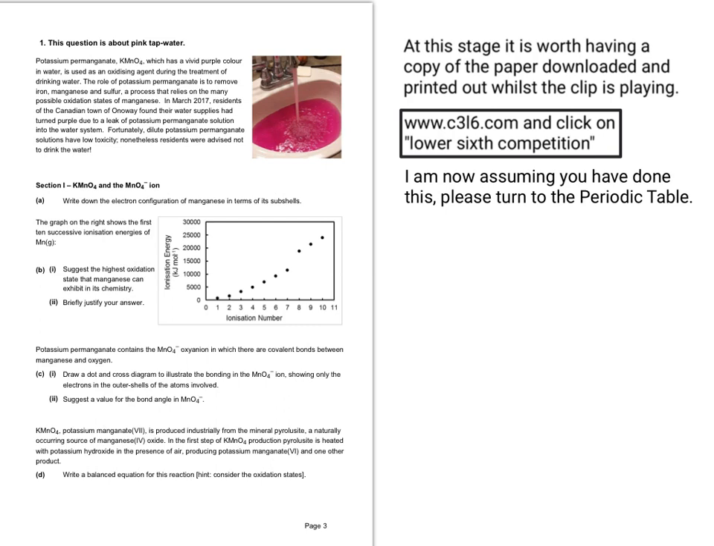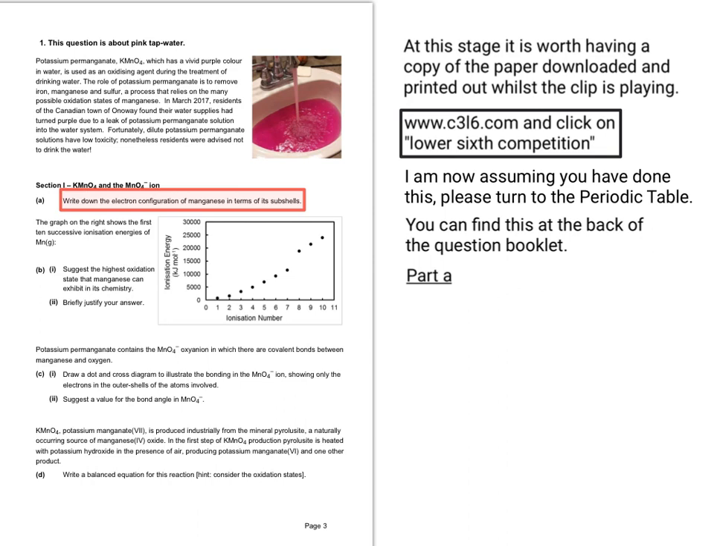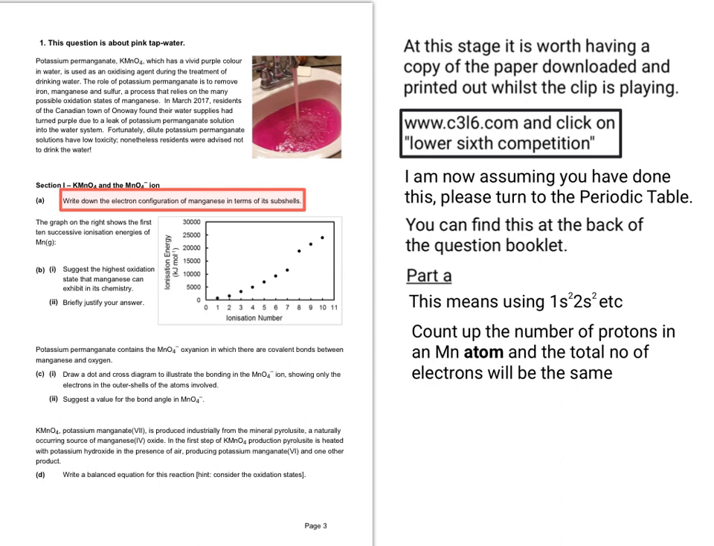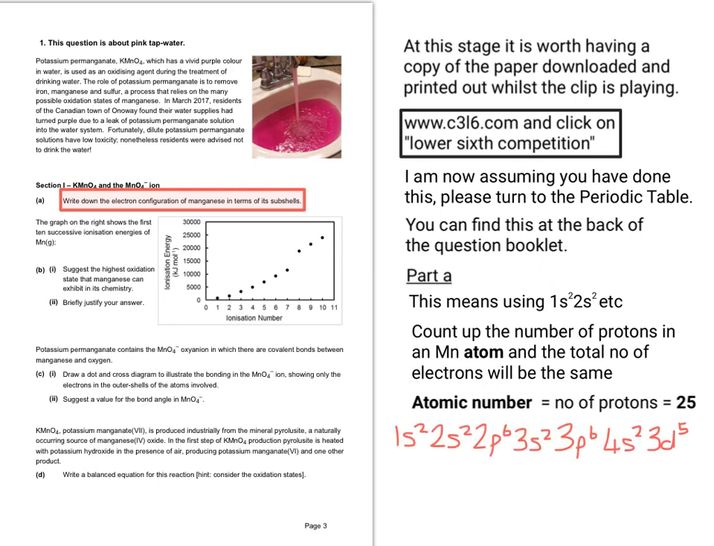Can I ask that you turn to the periodic table? So you'll need to go to the back of the question booklet to find it. So part A says, write down the electron configuration of manganese in terms of its subshells. So this means using 1s2, 2s2, etc. So looking at the periodic table that's provided, you can see that the atomic number, which is the same as the number of protons, is 25. So that gives us that electron configuration.